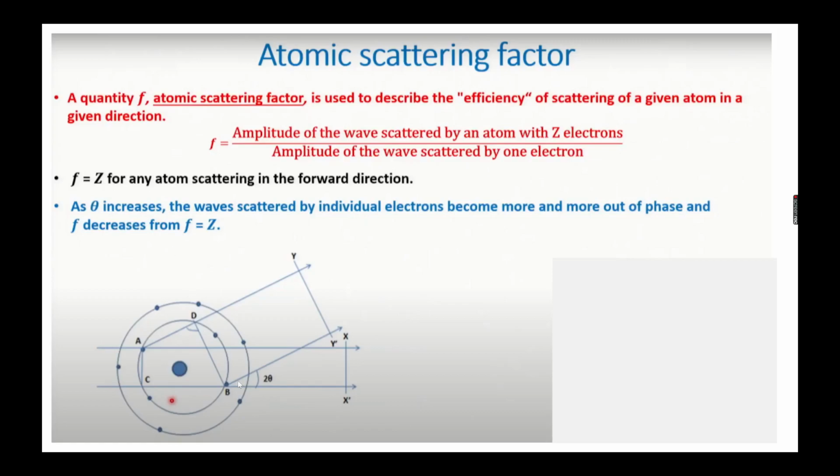It is also saying about this, which will be your 2 theta. So when theta, or this angle, increases, the waves scattered by individual electrons become more and more out of phase and F decreases from F equals Z. So for the forward direction, F will be equal to Z. So yeah, that was correct.